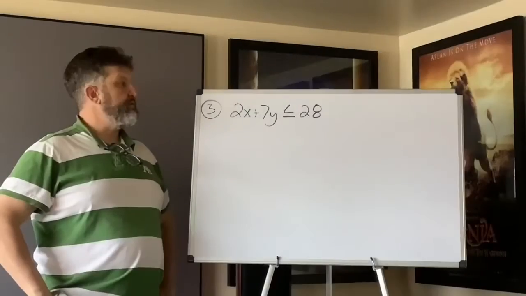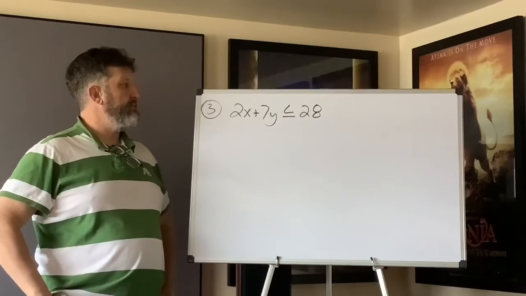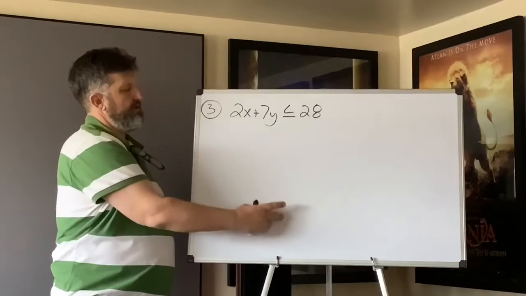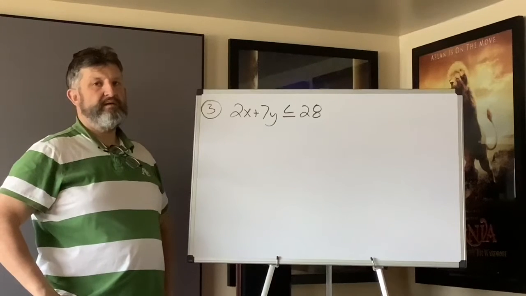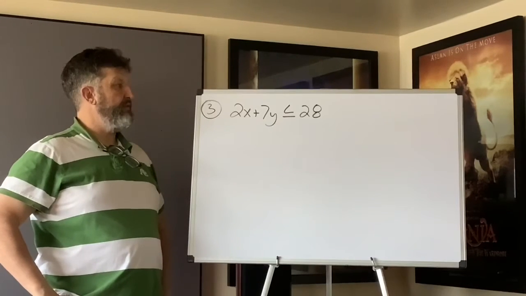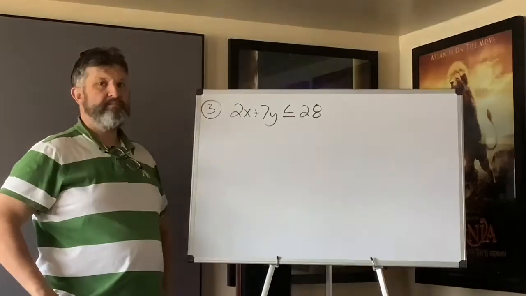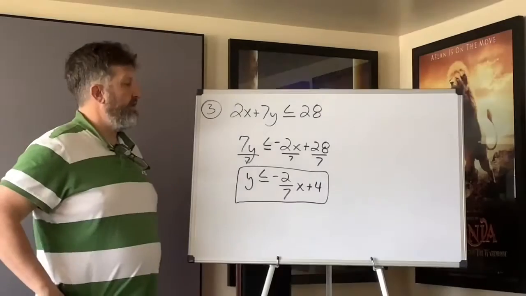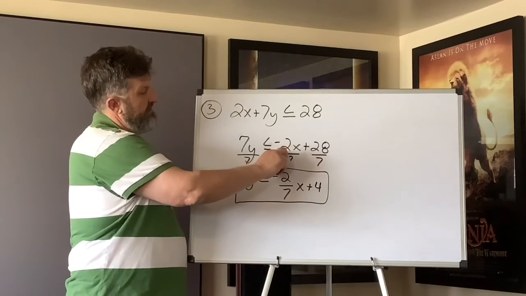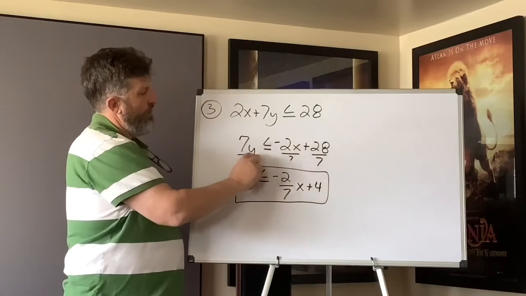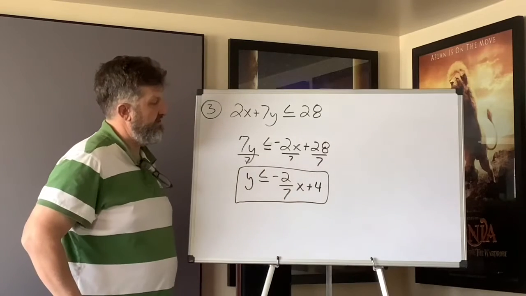All right, here's your first problem. Get it copied down. The very first thing that I want you to do is I want you to solve for y. After you get that done, push play on the video and see if you did it right. All right, so you notice that I brought that over. That's where I got my negative 2x divided by 7.